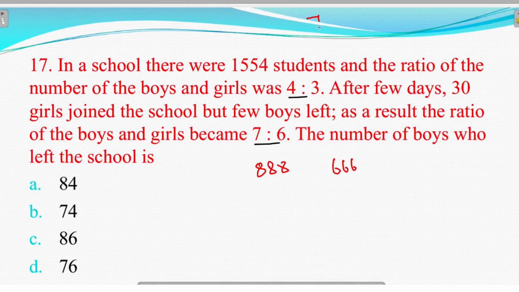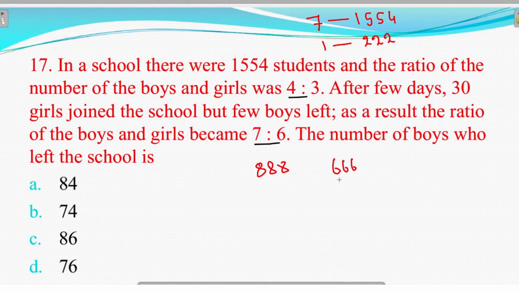Because 7 parts is equal to 1554, then 1 part is equal to 222, since 7 twos are 14. Then 4 parts is equal to 888 and 3 parts is equal to 666. These are the boys and girls.